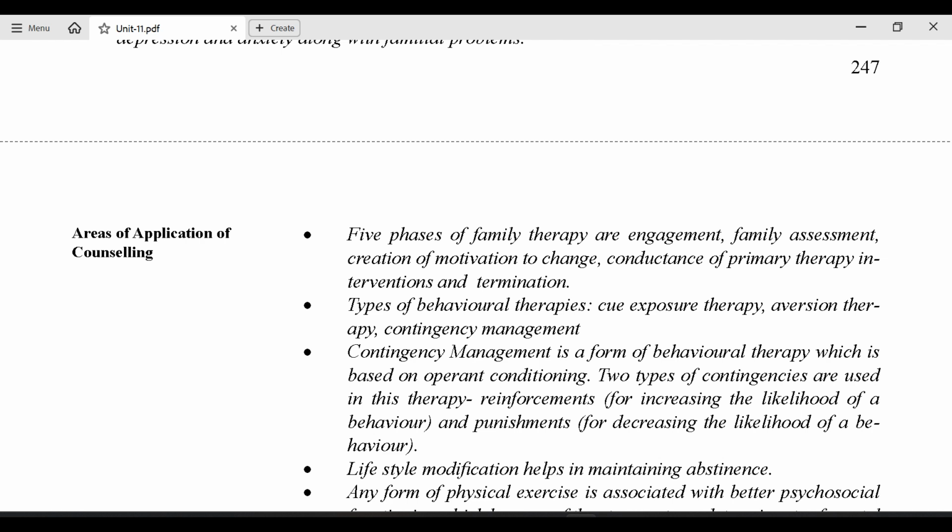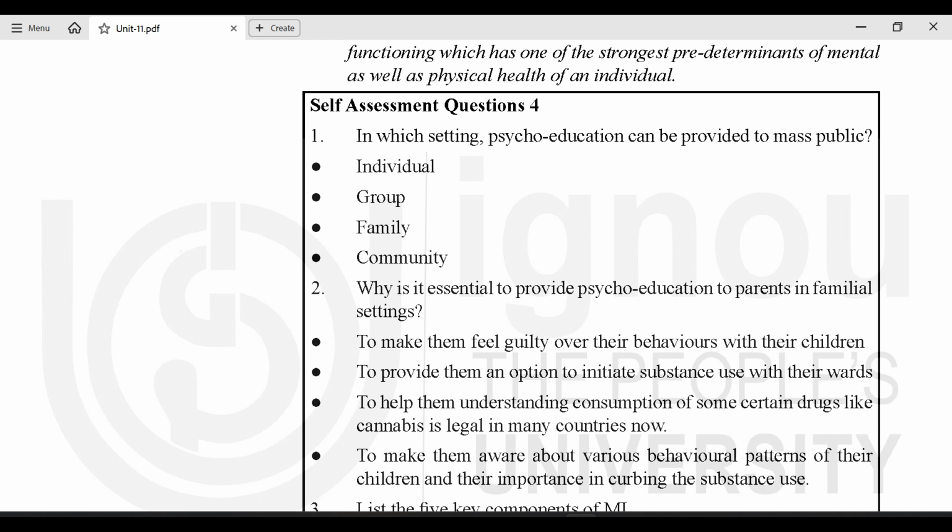Contingency management is a form of behavioral therapy which is based on operant conditioning. 2 types of contingencies are used in this therapy: reinforcements, for increasing the likelihood of a behavior, and punishments, for decreasing the likelihood of a behavior. Lifestyle modification helps in maintaining abstinence. Any form of physical exercise is associated with better psychosocial functioning, which is one of the strongest predeterminants of mental as well as physical health of an individual.